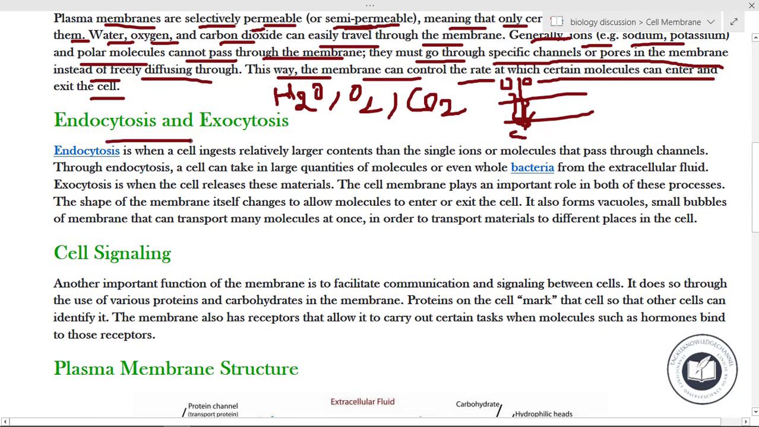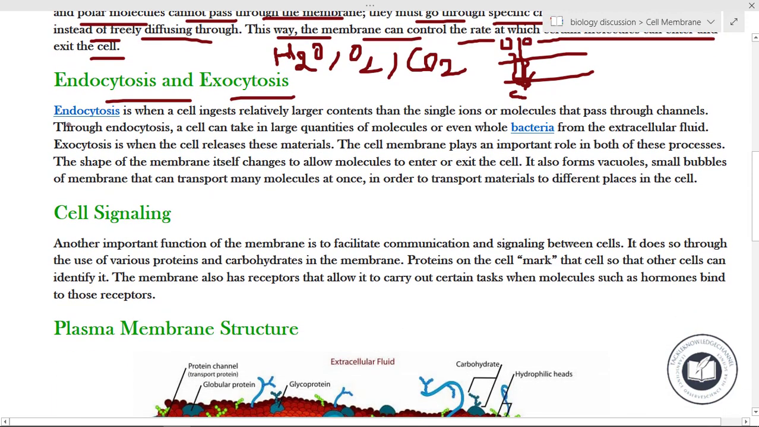Now let's see about endocytosis and exocytosis. Endocytosis is when a cell ingests relatively larger content than the single ions or molecules that pass through the channels. So in endocytosis, the cell is ingesting larger contents than single ions or molecules passing through the channels.